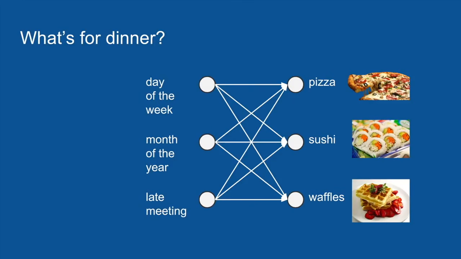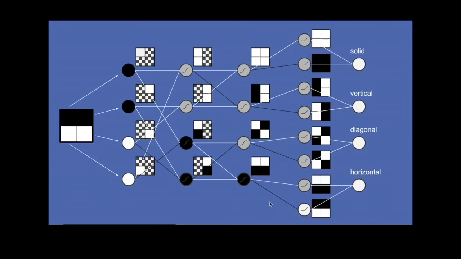The inputs to this neural network are a bunch of items like the day of the week, the month of the year, whether or not your flatmate was in a late meeting, variables that might reasonably affect what you're going to have for dinner. Now, if you're new to neural networks, I highly recommend you take a minute and stop to watch the How Neural Networks Work tutorial. There's a link down in the comments section.